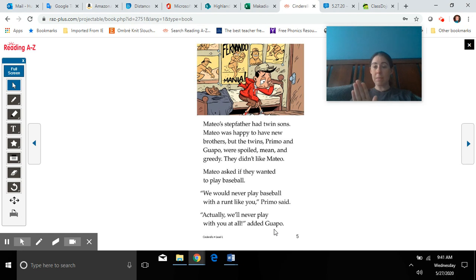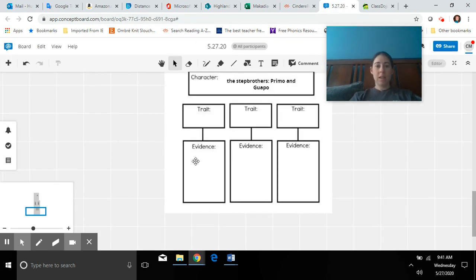Okay, I'm going to stop there. That gives us some evidence on what the twins are saying. What they say shows us things about their character traits. It shows us what kind of people they are on the inside. So let's go back to our table. I'm going to remember these sentences. Our first piece of evidence for the twins is something they say.